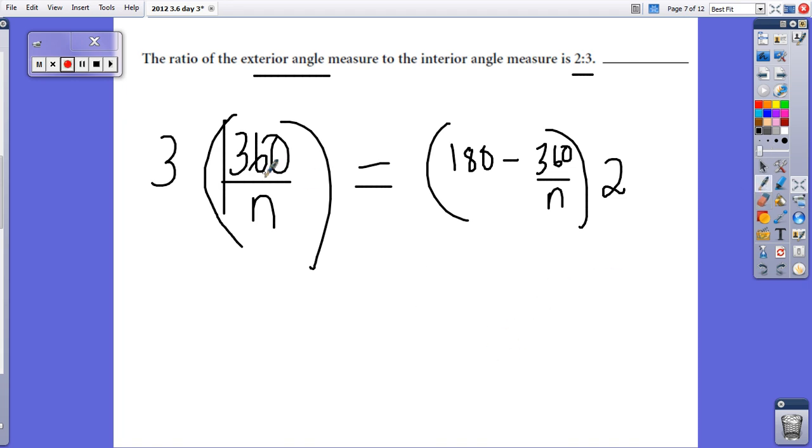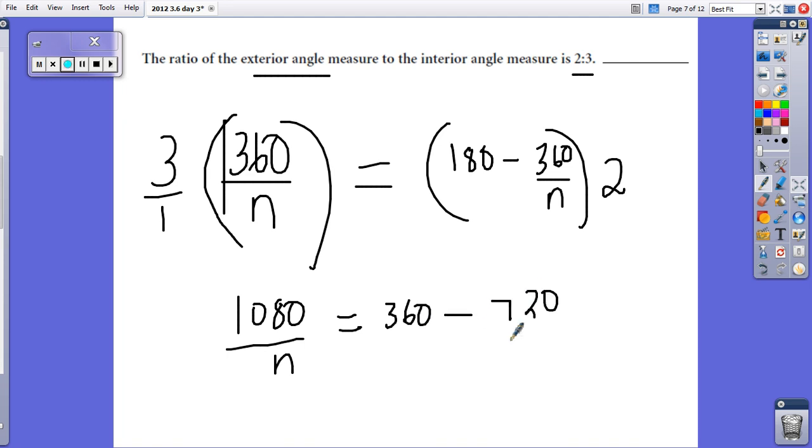Now to solve it, I'm going to multiply 3, well it's technically 3 over 1, so 3 times 360 is 1080 over n still. And the other one I'm going to have to distribute this to. So you end up with 360 minus, and then you get 720 over n.